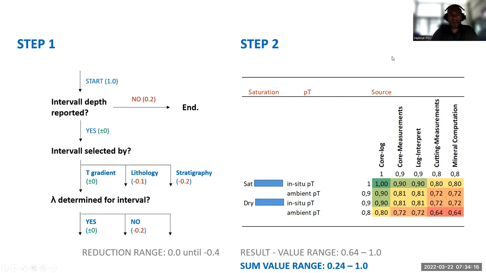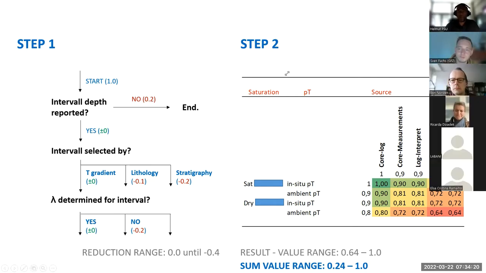I just have a short clarification. So when you look at data, you start, as you outlined, with step one, go through the different steps and reduce the value, and then using this final value you go into step two and check again what kind of source we have, and then reduce further if necessary. Is this correct? Yeah, that could be the basic idea. Starting with one exactly and reducing the value to the very end.